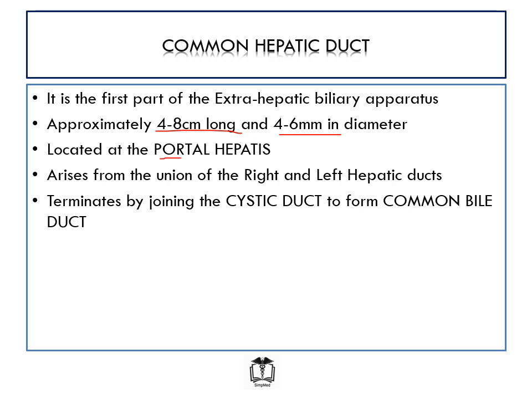Aside from that, the common hepatic duct arises from two smaller ducts called the right and left hepatic duct. So we have the right and the left hepatic duct uniting to form the common hepatic duct. And once the common hepatic duct is formed, it would terminate by combining with another duct we'll talk about next, which is the cystic duct, to give rise to the common bile duct.